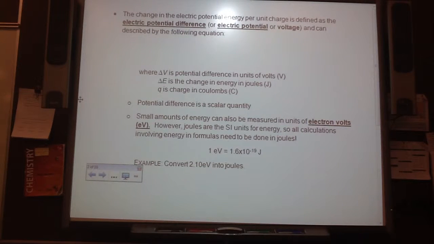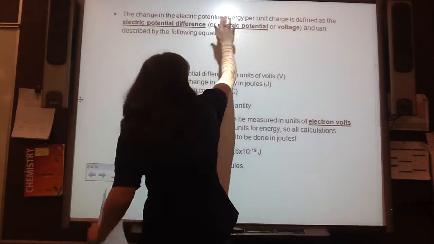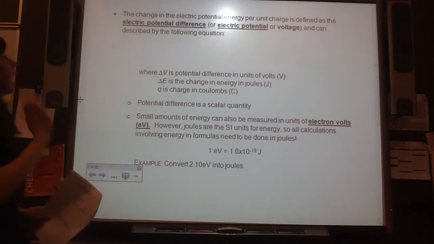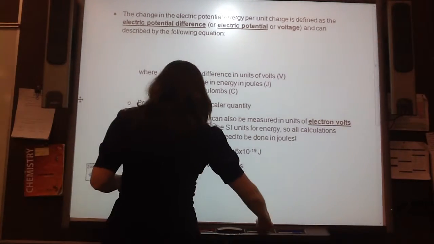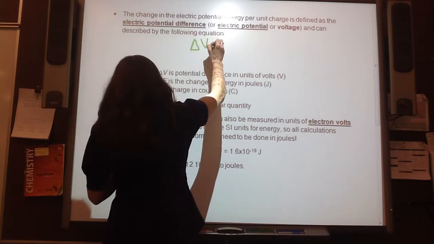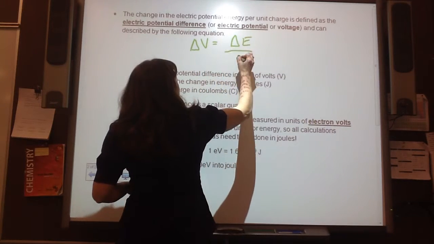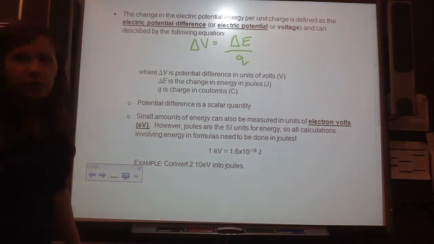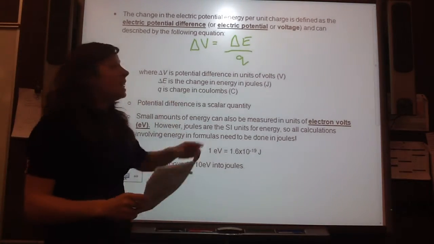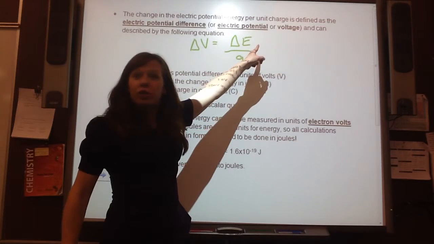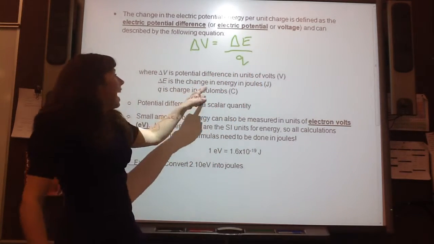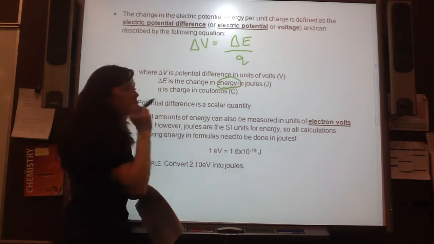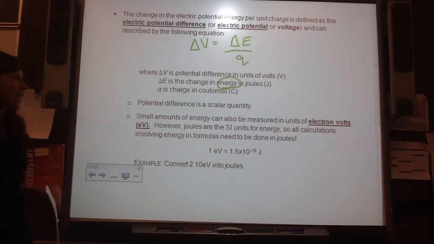So the change in electric potential energy per unit charge is defined as the electric potential difference, or electric potential, or voltage. So these three things mean the same thing, okay? And can be described by the following equation. Delta V is equal to delta E over Q. Now please note here, this E is not electric field strength. This E is energy. So don't mix them up, please.